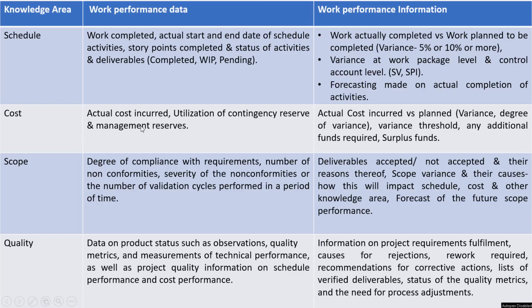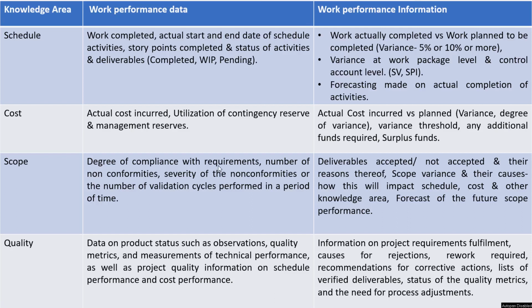When it comes to cost, we will see what is the actual cost that has been incurred, what is the utilization of contingency reserves and the management reserves that has taken place. If we speak about work performance information, it would look like what is the actual cost incurred versus planned. Again, is there any variance? If there is any variance, what is the degree of variance? What is the variance threshold which we decided that we can take, or whether any additional funds are required to perform the activities, or if there is any deficit of funds, or if there is any surplus of funds. Surplus of funds means if we have made any cost savings so far. Now talking about the scope knowledge area, scope speaks about the requirements of the project. So any degree of compliance with the requirements of the project.